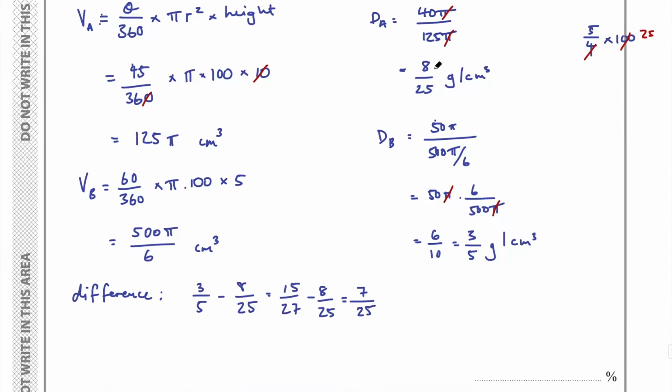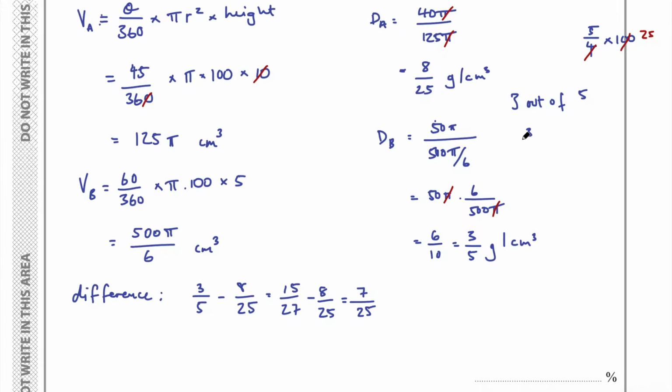So the density of A is 8 on 25, and the difference is 7 on 25. One way you can find this percentage is to divide the difference by the density of A. So what I mean by that is if we ask, say, what's 3 out of 5 as a percentage, one way you might do that is to do 3 over 5 and multiply that by 20. So that'd be 60 over 100. That's one way to do it. Or you could just divide 3 by 5 and get that percentage. So that's the approach I'm going to take here.